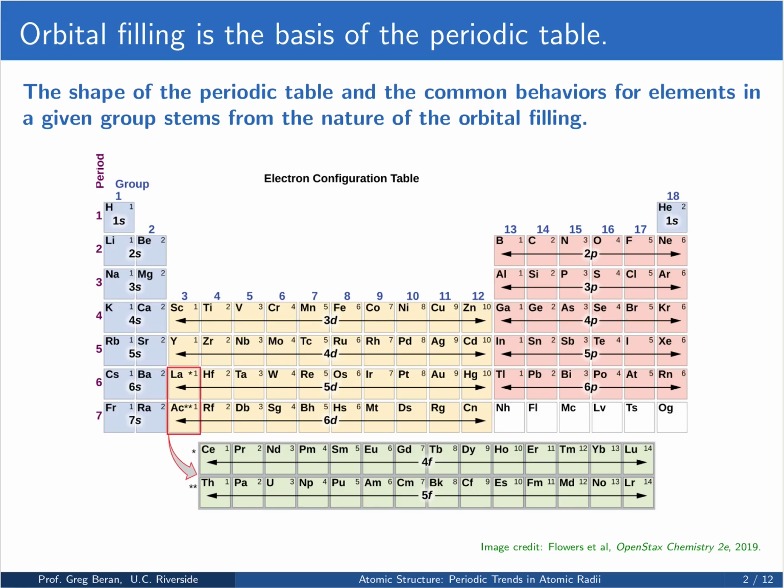We've already seen how the shape of the periodic table arises from the filling of atomic orbitals and how elements in the same group typically have closely related electron configurations, which then gives them common properties and behaviors. So now we want to look at one example of this, the atomic size.